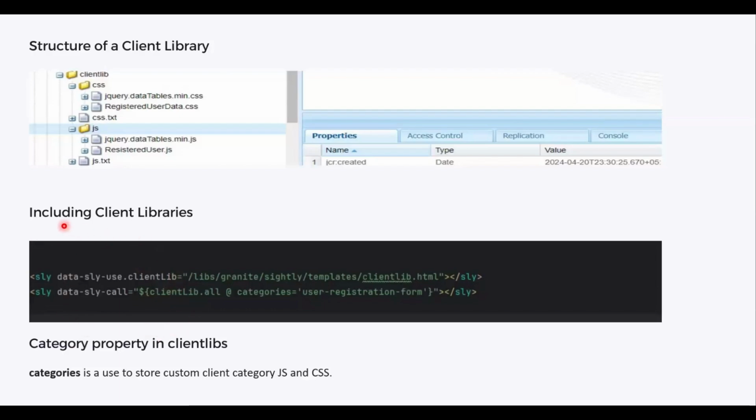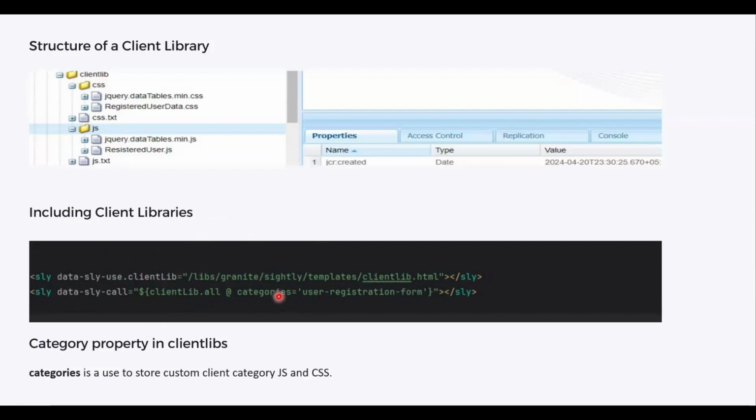But for now you just need to understand that if you want to include any client library in HTML, we need to write these two lines, and I'm going to explain what each line is. After that you will be able to get everything. To connect with a client library, this is the syntax we are going to use.